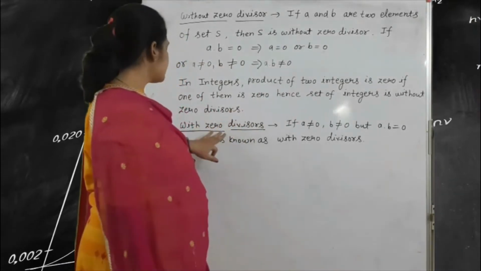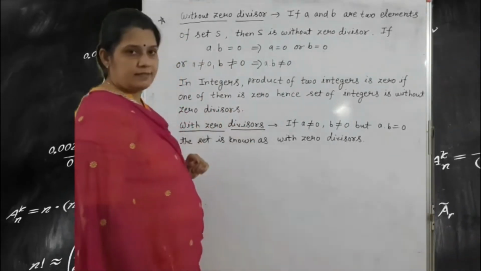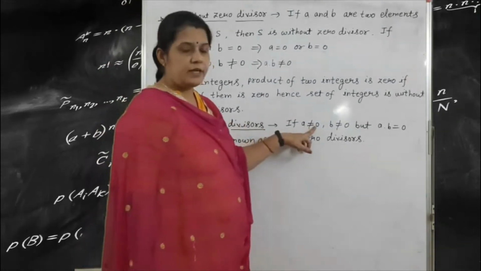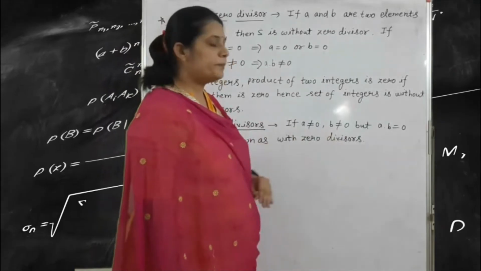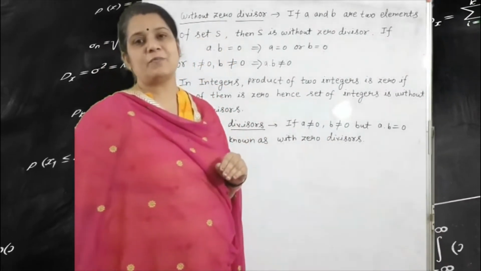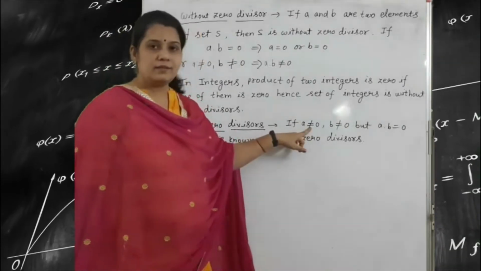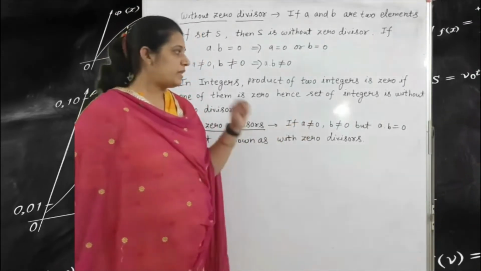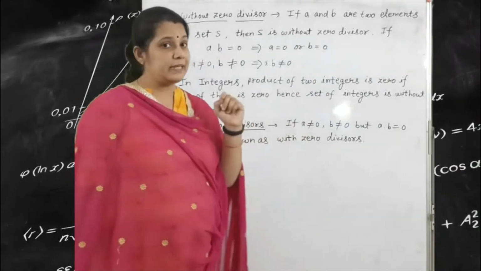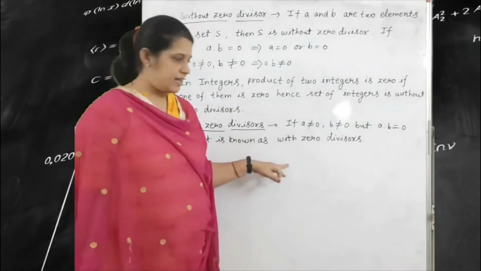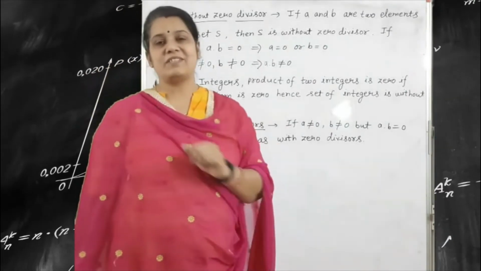Okay. Next is the with zero divisor. With a zero divisor, that means if a not equal to 0 and b not equal to 0, but a·b equal to 0. Is this possible or not? If a not equal to 0 and b not equal to 0, but a·b is equal to 0, the set is known as with a zero divisor.